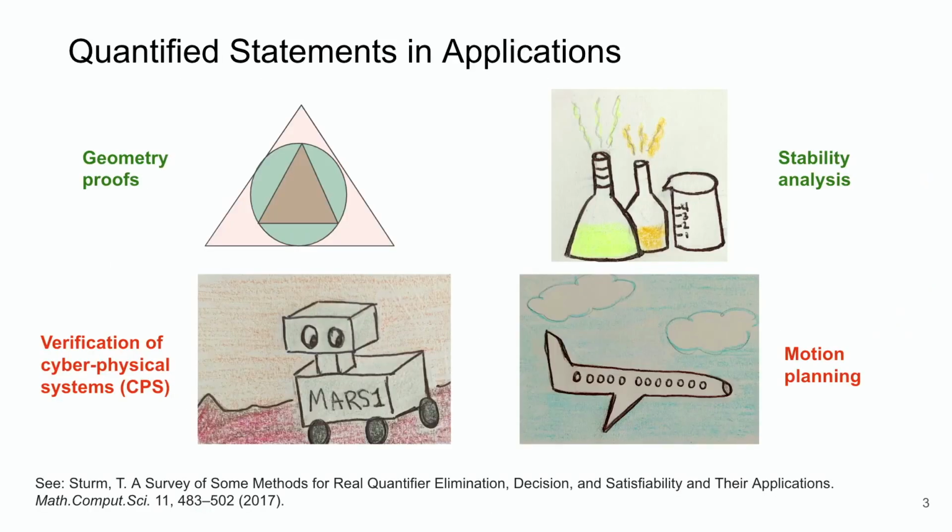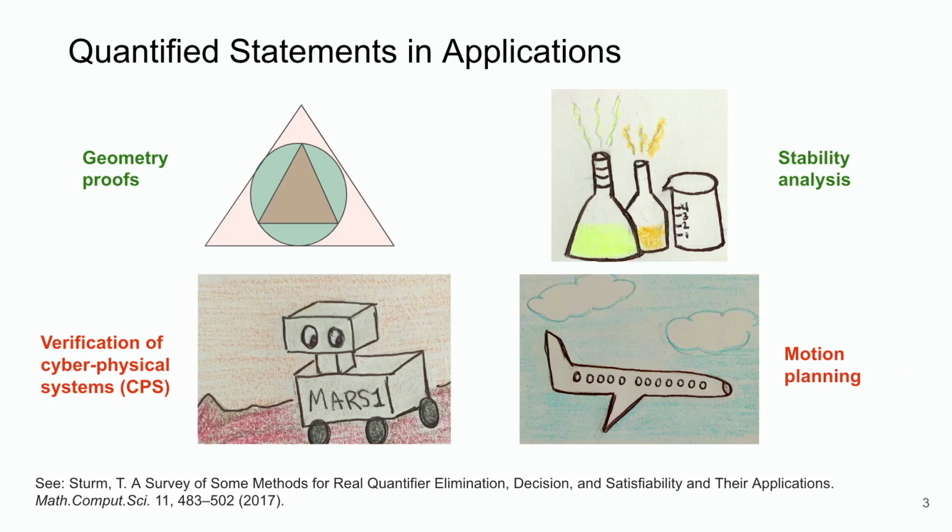So why do we care about these QE problems? These real QE problems arise in a number of application domains. For example, geometry proofs, or stability analysis, which is important in chemistry and the life sciences. They also come up in the verification of cyber-physical systems. So for example, if we have a logical model of a Mars rover, we might want to answer some question like, for all starting positions of my rover, does there exist an acceleration so that I stay within a safe region? And also similarly, these QE problems arise in motion planning.